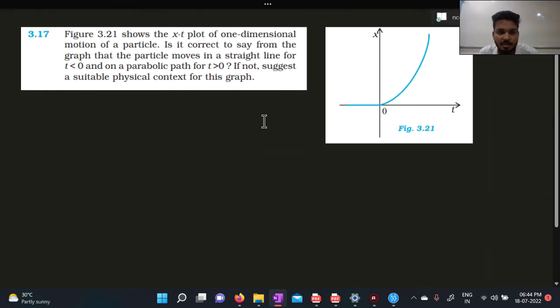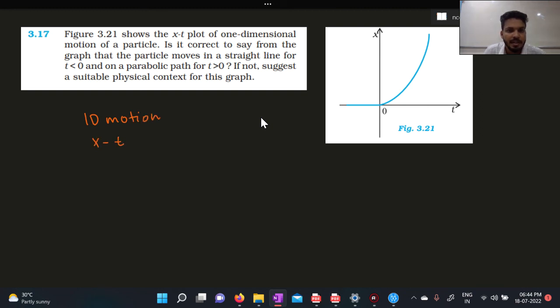Okay, now let's do this question. In this question, they're saying that there is a displacement-time graph, an x-t graph, of one-dimensional motion of a particle. Initially it is given that this is 1D motion. This is a displacement-time graph. Is it correct to say from the graph that the particle moves in a straight line for t less than 0?